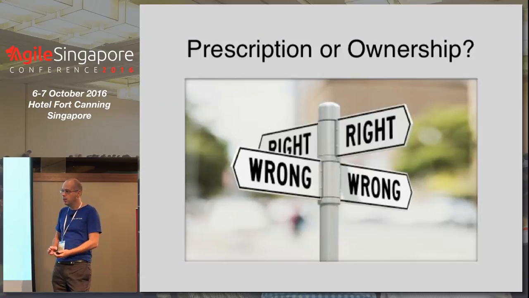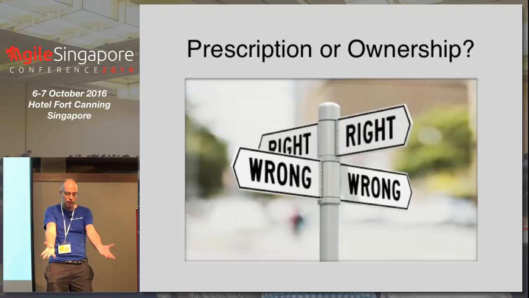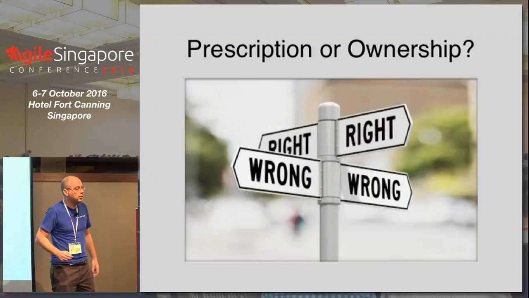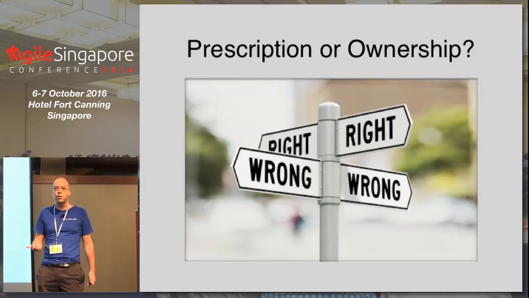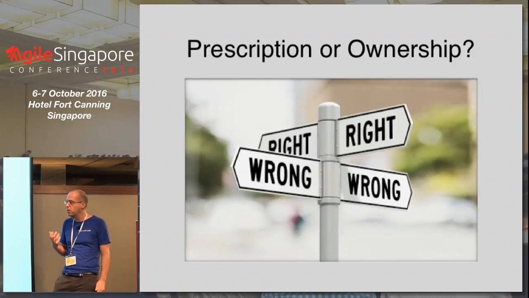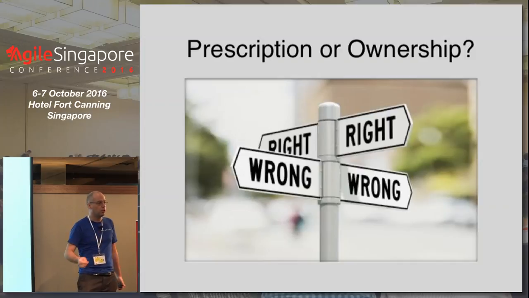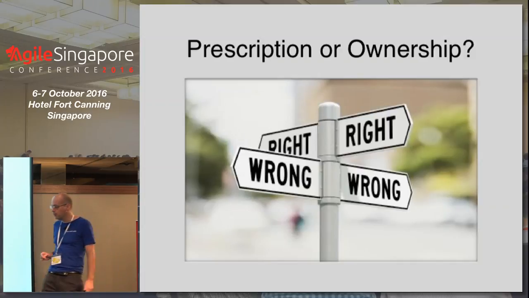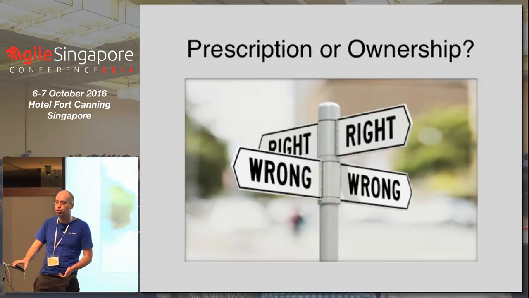Because usually, if you give people the prescription, this is what you should be doing, then they go and follow that, and they stop thinking. And that's not what we want. Instead, we want people to take ownership of what they're doing and think of it themselves. So therefore, we don't want to give any prescription or rules. But we have to give prescription or rules because otherwise people don't know where to start. They're kind of stuck. They've got all these ideas and they don't know what to do.